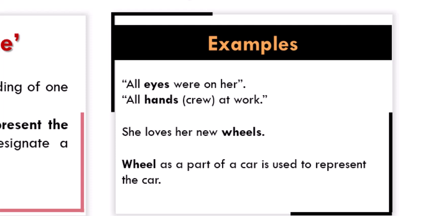Now take a look at this: She loves her new wheels. Wheel, as a part of a car, is used to represent the car. So this is Synecdoche, using a part of something to represent the whole of it. And Synecdoche can be achieved in different forms.